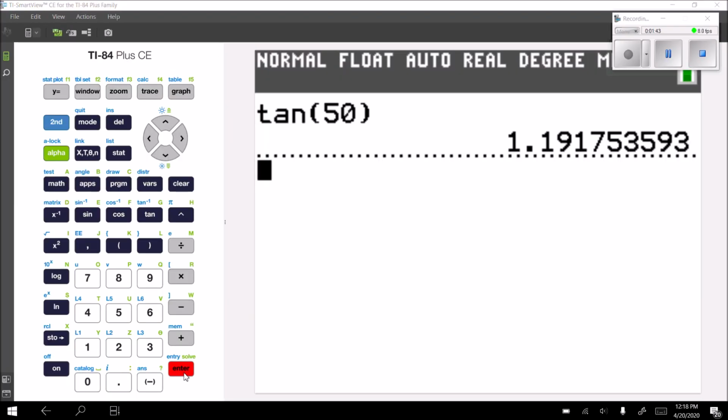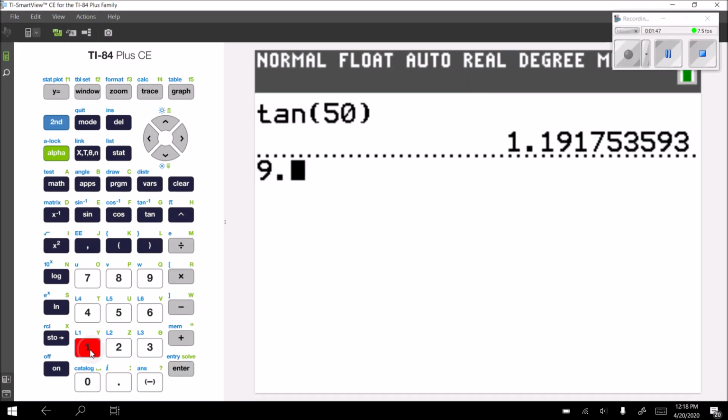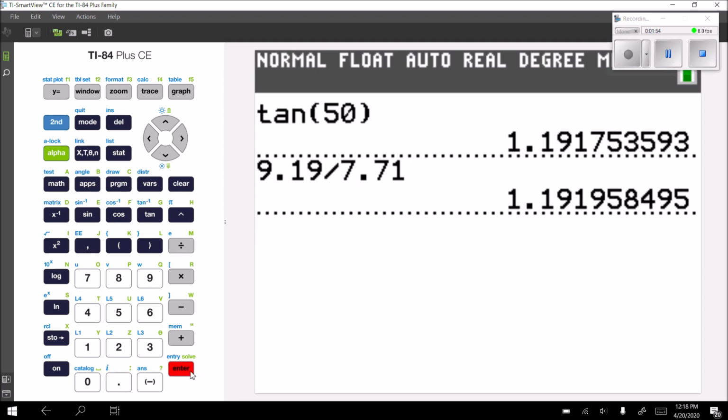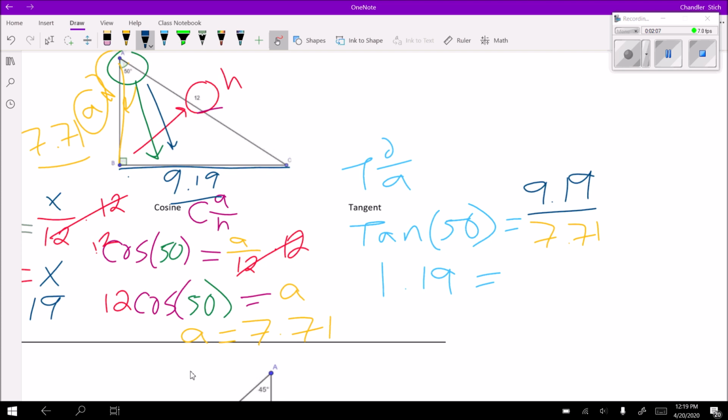9.19 divided by 7.71, which is 1.19195. It's very, very close because we rounded. But because these two are equal, you can see them right above each other, I can say all of these are true. Okay, good. This was 1.19. Check. And I am good.